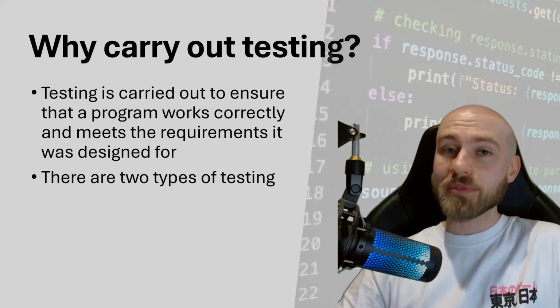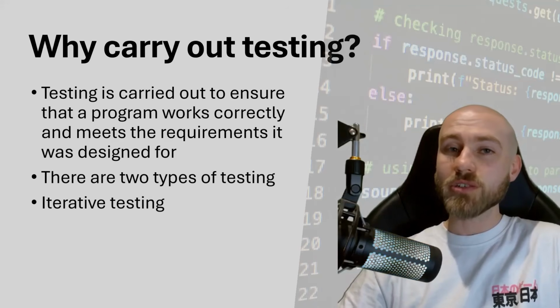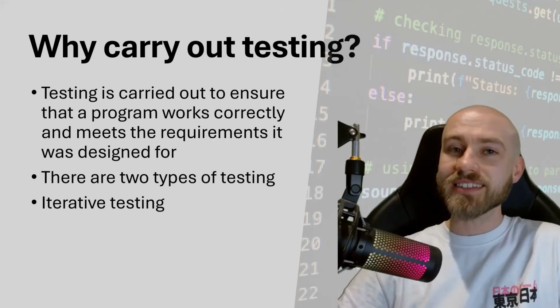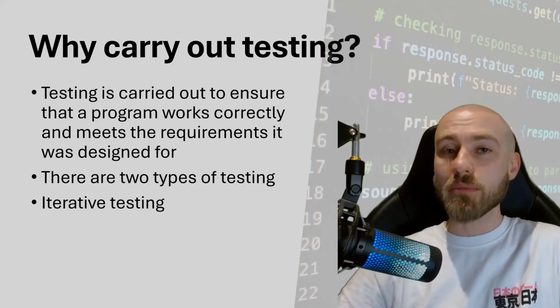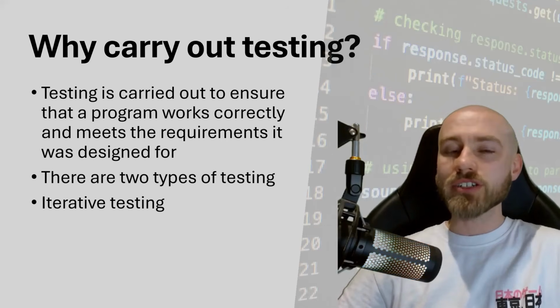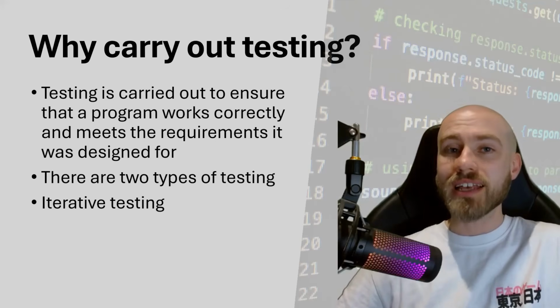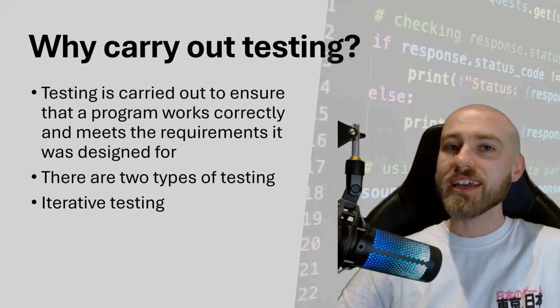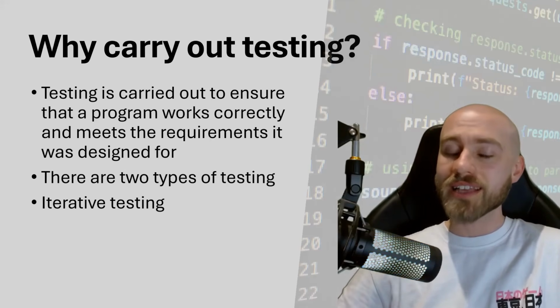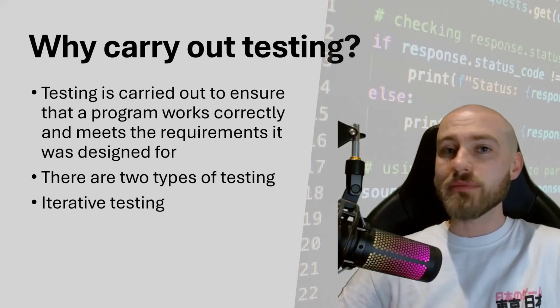So there's two types of testing that we need to know about, and the first one is called iterative testing. Iterative testing means that you're going to carry out some tests as you are developing the program itself. You might add a little bit of extra code, and then you're going to run your code and test that that little bit is working correctly. You might do this if you're trying to spot mistakes early, trying to debug as you're going, so that when it gets to the end of it, you're less likely to have as many bugs.